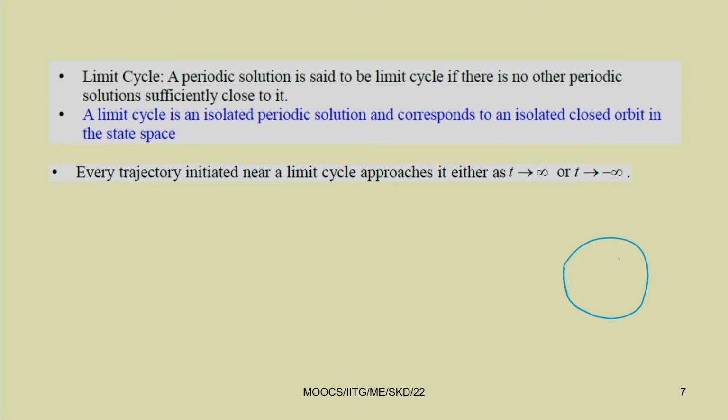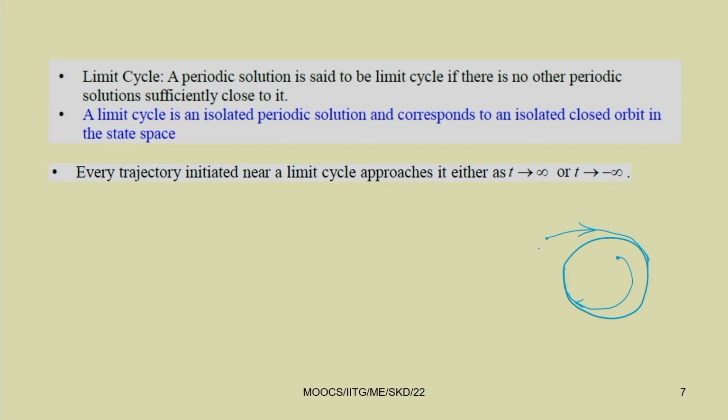That means, if this is periodic, this is a limit cycle. If you start from, for example, this position, the response will grow and finally come to this periodic orbit as t tends to infinity. Similarly, if we start from a point outside this trajectory, it will come back to this periodic orbit as t tends to infinity. A limit cycle is a periodic solution, and there is no other periodic solution sufficiently close to it. So, you cannot find another periodic solution close to it.